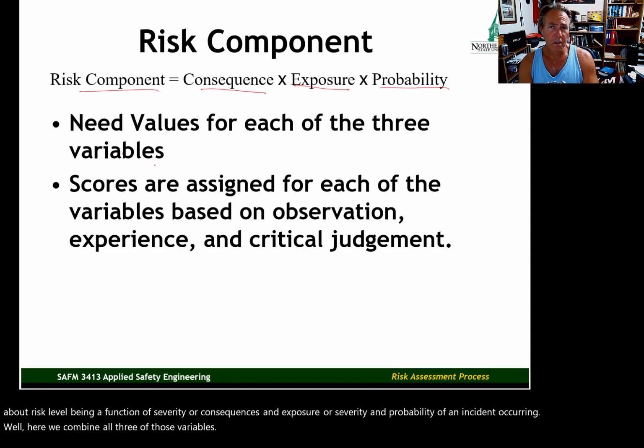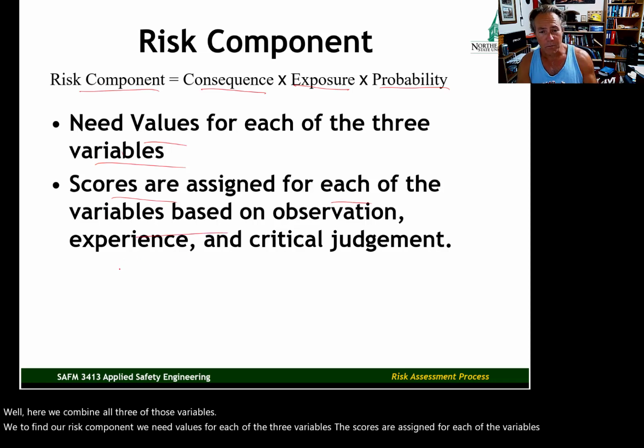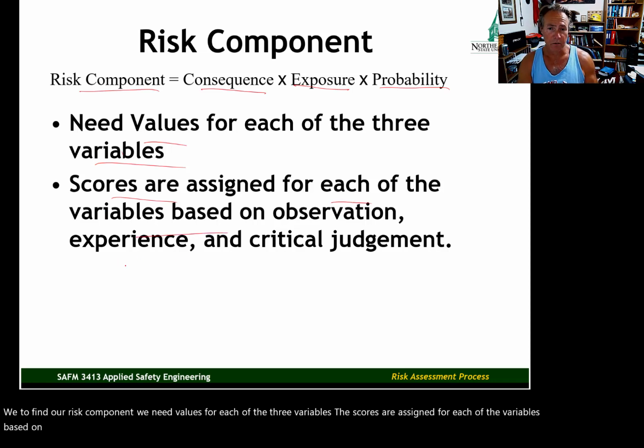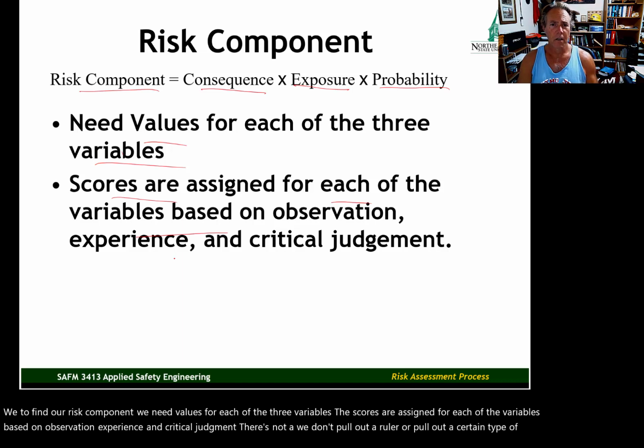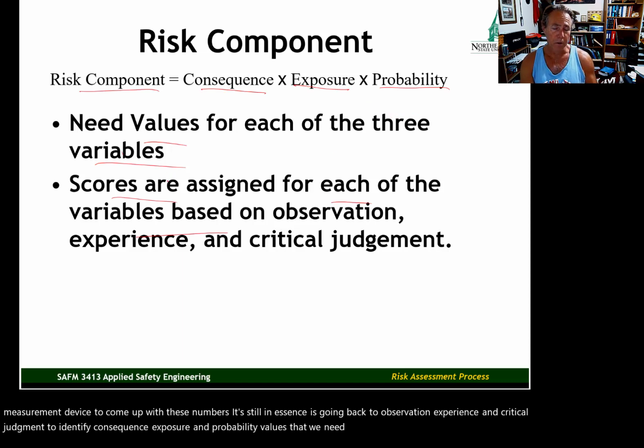To find our risk component, we need values for each of the three variables. The scores are assigned for each of the variables based on observation, experience, and critical judgment. We don't pull out a ruler or a certain type of measurement device to come up with these numbers. In essence, it is still going back to observation, experience, and critical judgment to identify the consequence, exposure, and probability values that we need to find the risk component.